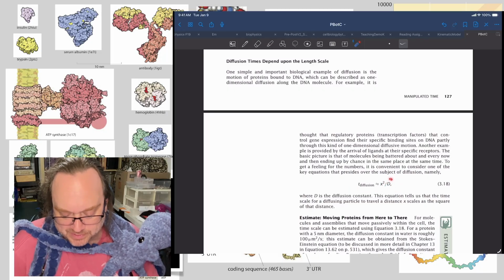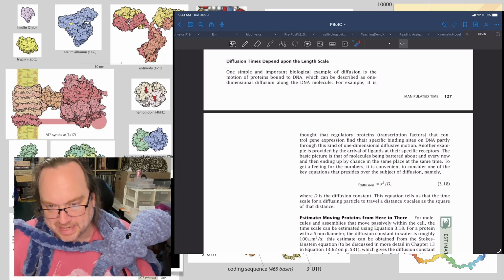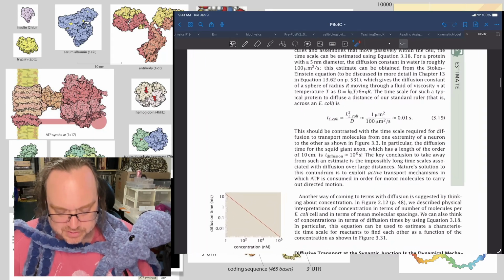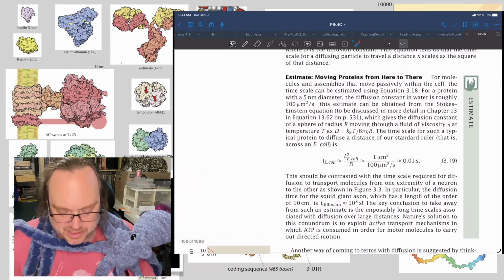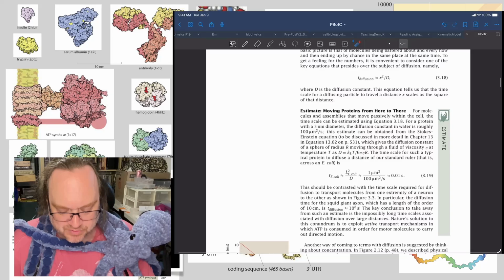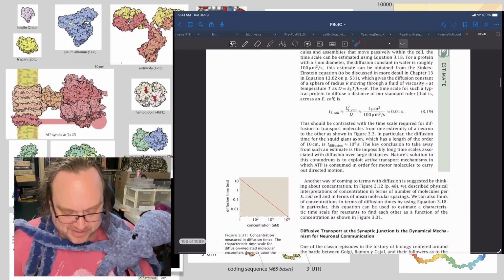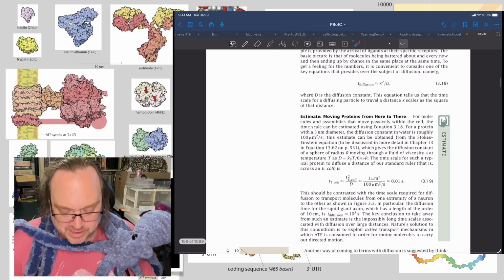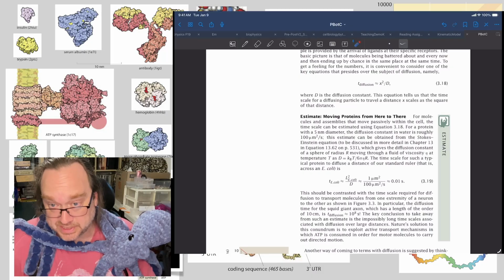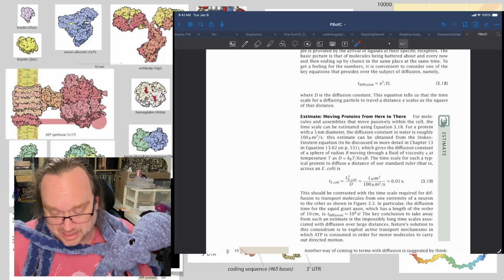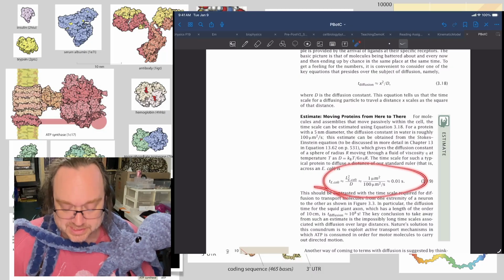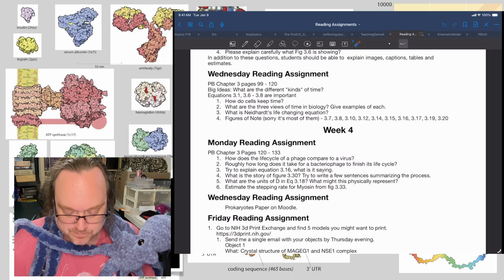And we're going to play with this a bit more when we do some fluid dynamics a little bit later in this course and understand better what we mean when we say diffusion. But what we can do here is look at estimates of moving proteins around. Imagine I've got a cell and I've got proteins in it, and I want to know how quickly those proteins diffuse or migrate through the cell. That is what this example is talking about here. Okay.